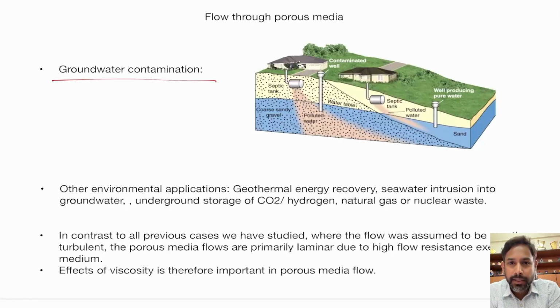So groundwater contamination is one of the problems, and not just contamination in general, the groundwater flow, right? It's not just the contamination that is related to the environment, but in general the flow of water in the ground, in soil or sand, that is an example of flow through porous media, right? And then there are a few other examples where porous media flows are important in environmental applications. That counts geothermal energy recovery, where heat from the underground is harvested to heat the water, or to generate electricity, etc., right? So that is with the aim of getting green energy.